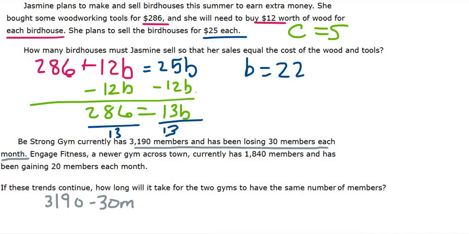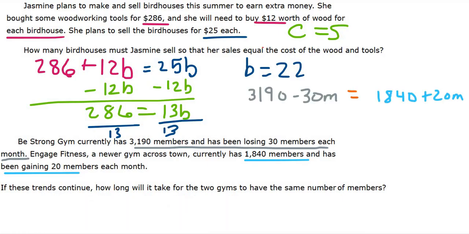So we look at Engaged Fitness, and they currently have 1840 members, so 1840, and they're going to be gaining 20 members per month, or plus 20M. And we want to solve this equation, and I'm going to move it a little bit to the top right. So we have different options, and that could be the most difficult part, what do I add or subtract first? Well, I like to get all my letters to one side first typically.